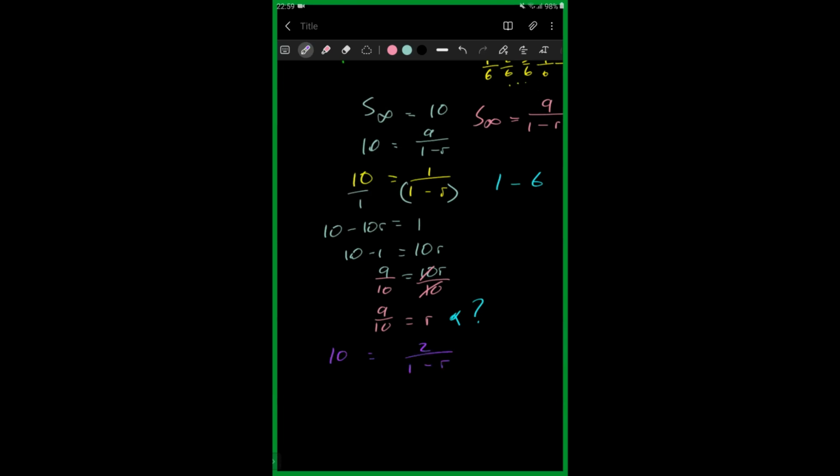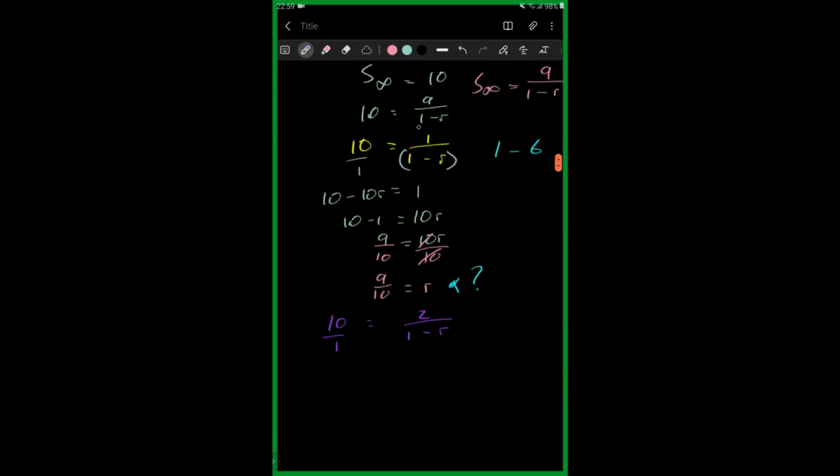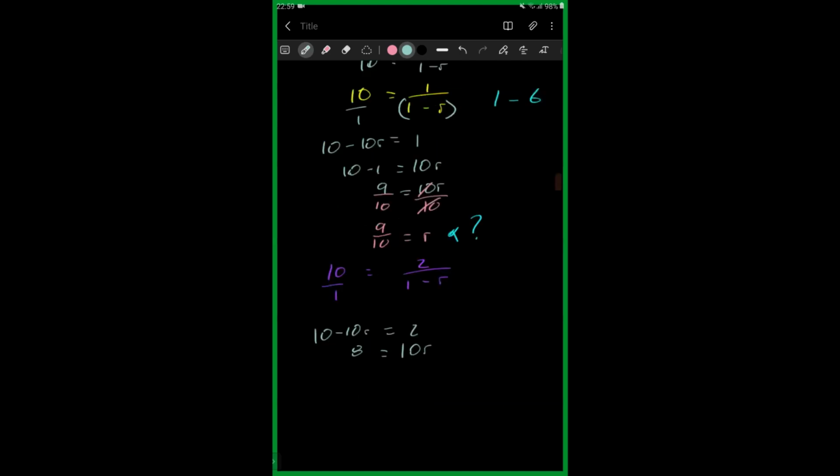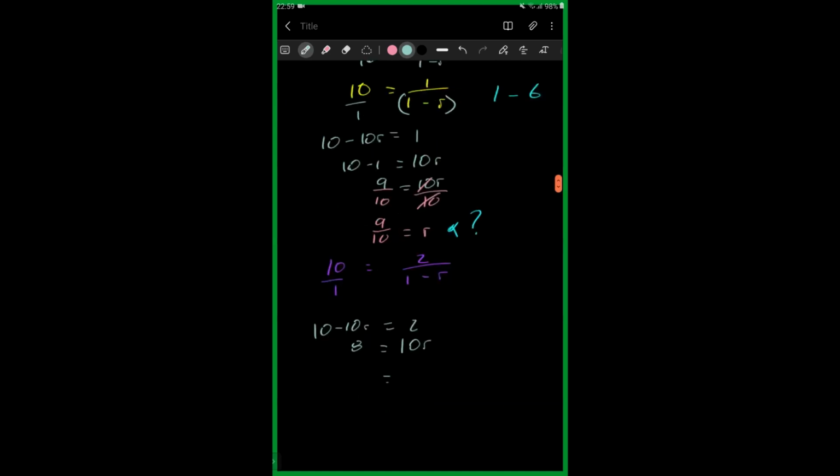We're going to cross multiply as we said. 1 times 2 is a 2. 10 times this bracket here, that's 10r. If you move the 2, you're going to get 8 here. And then here, your 8 over 10. Let's see what this gives us. This is going to be 4 over 5. Yeah, this is a valid r value.